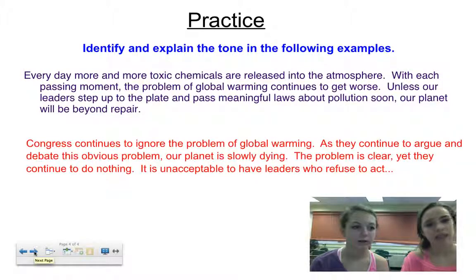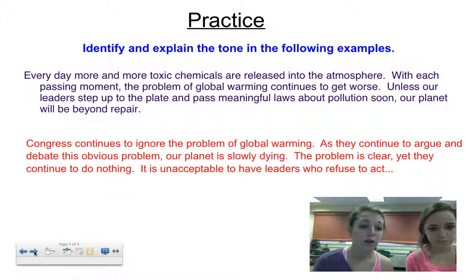So we're going to do a practice now. What we're going to do is identify and explain the tone in the following examples. You're going to read the first and second paragraphs, and you're going to write down on the reflection form what tone you think those two paragraphs have. Okay, so we're going to read it off.